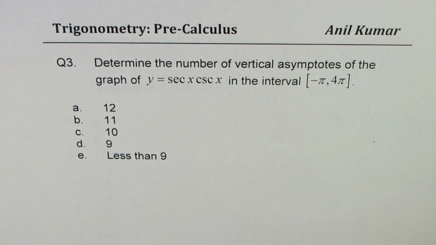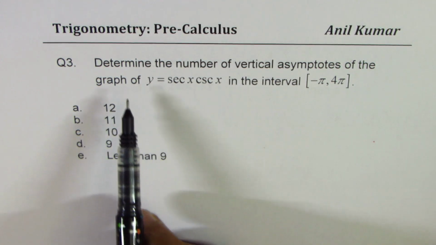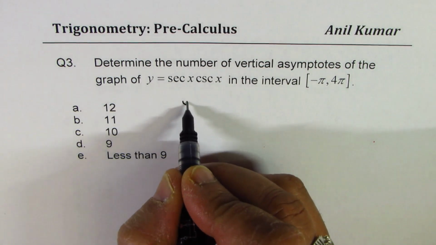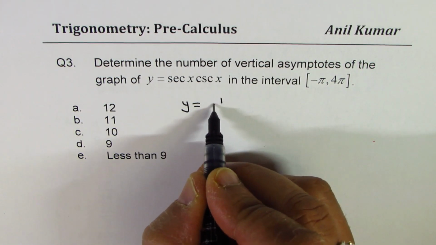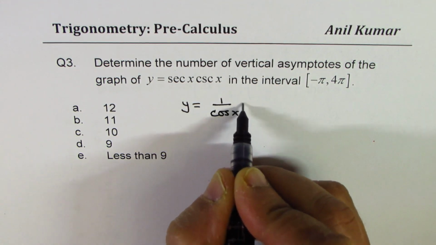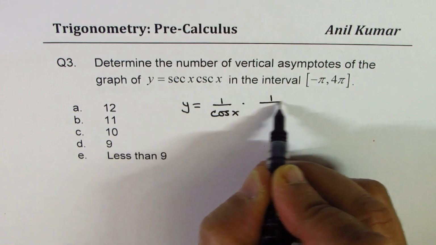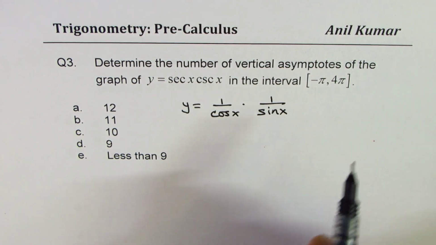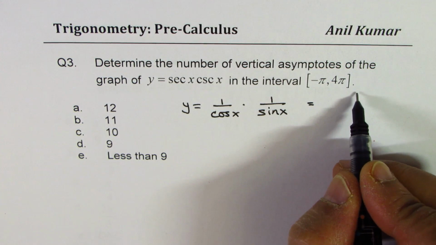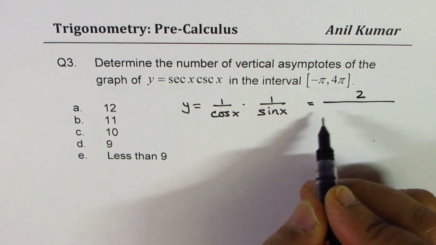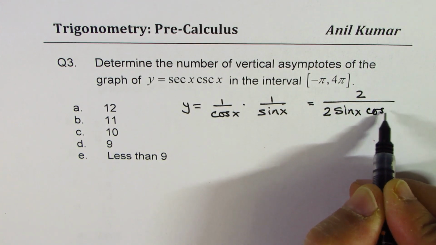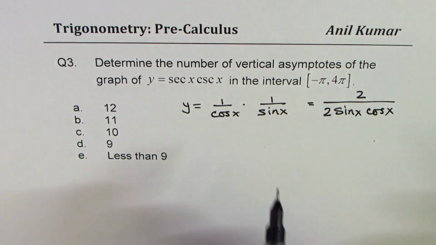Okay? Now, let's look into the third question, which is to determine the number of vertical asymptotes of the graph of y equals secant x, which is 1 over cos x, and cosecant, which is 1 over sin x. Now, that could be written as, let's multiply both numerator and denominator by 2. Just to remind you, we could write this as sin x cos x. Perfect. What is 2 sin x cos x?